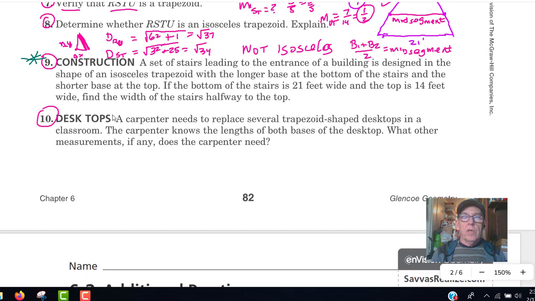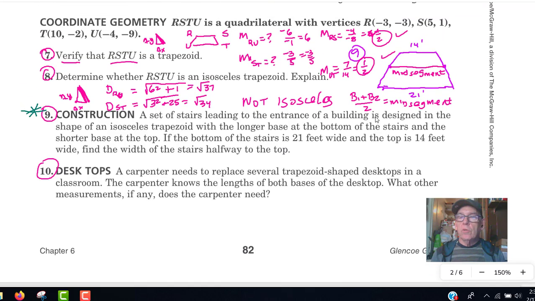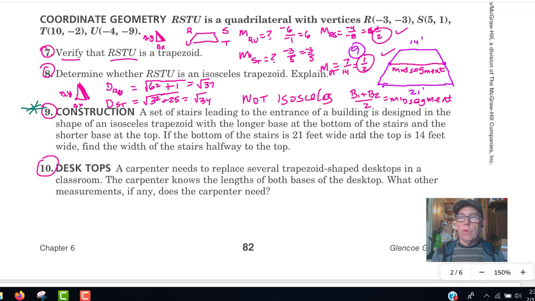Okay, number 10 is left for you to do. I drew a diagram up here to go along with it. You want to know the width of the stairs halfway to the top. So if they didn't supply a diagram, you're expected to supply your own diagram and label it. They want the mid-segment length. It's going to be the average of 21 plus 14, or twice the mid-segment is equal to 21 plus 14.